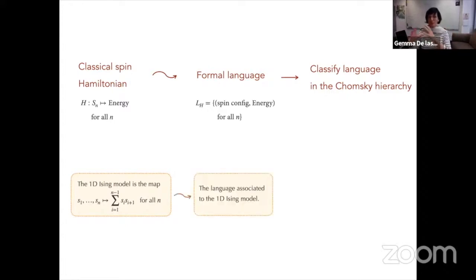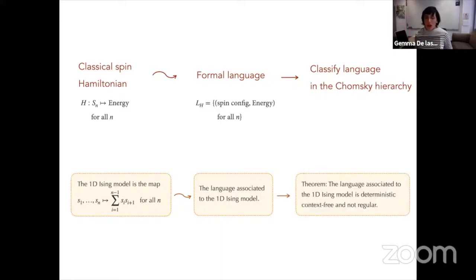Then there will be an associated language, which will be the set of pairs of the spin configuration S1 to Sn and the corresponding energy, again for all n. And from there, we will prove a theorem that says the language associated to the 1D Ising model is deterministic context-free and not regular, for example.